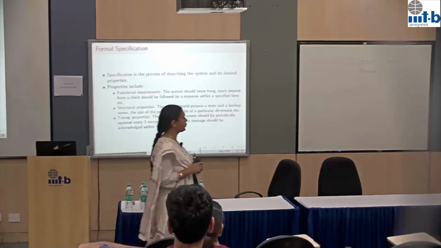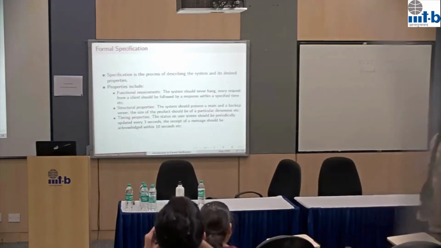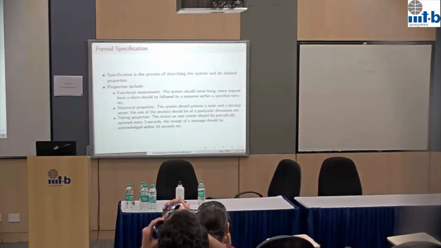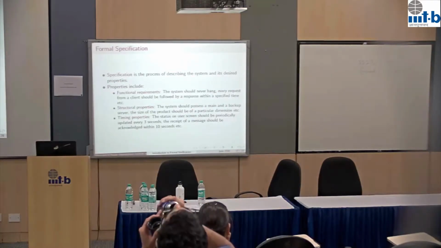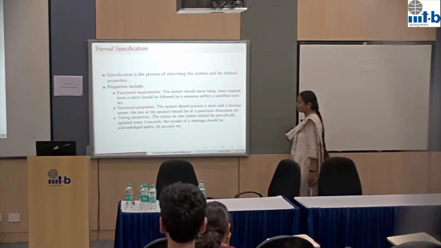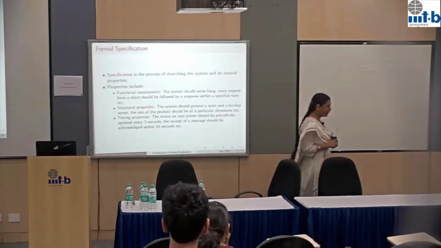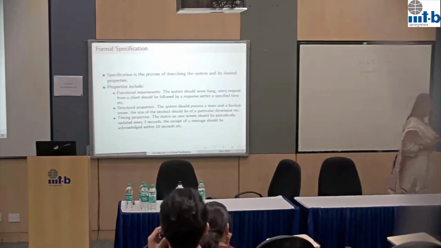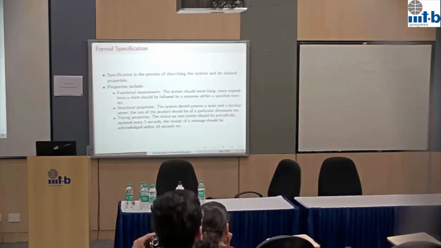If you just read through it, the first one is called functional requirements. It says the system should never hang. It's very high level, but it's still written. And then every request from a client should be followed by a response from the server within a specified time. So this would be another kind of property. The second kind of properties are called structural properties. It says the system should have a main and a backup server. Like for example, if you see an aircraft, an ordinary aircraft, how many engines do you see in an aircraft? Any idea? In a big aircraft, 4.